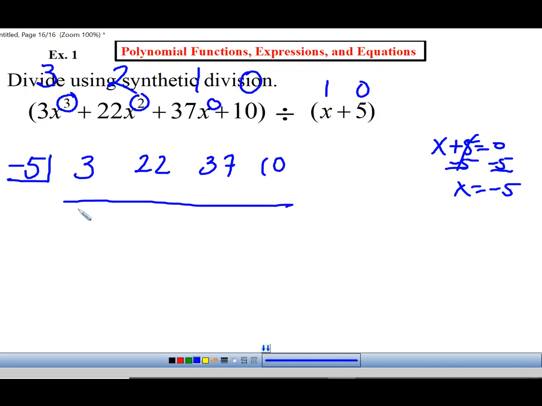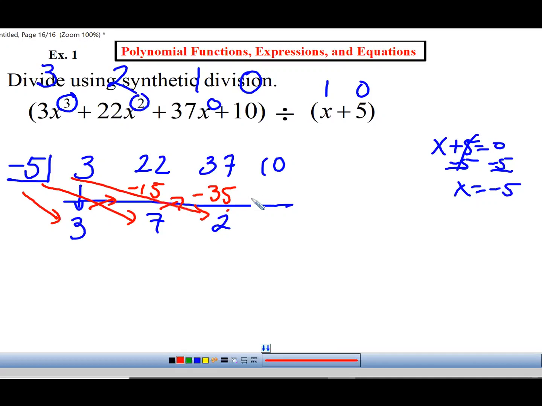We always bring down the first term, and then we start our multiplication. -5 times 3, we bring that up right above, -15, and we combine 22 minus 15, that is 7. Do the multiplication again. -5 times 7, that's -35. Therefore, 37 combined with -35, that's 2. Do the multiplication one more time. -5 times 2, that's -10. Since that's my last term, that's going to be our remainder. 10 minus 10 is 0, so we have 0 remainder.